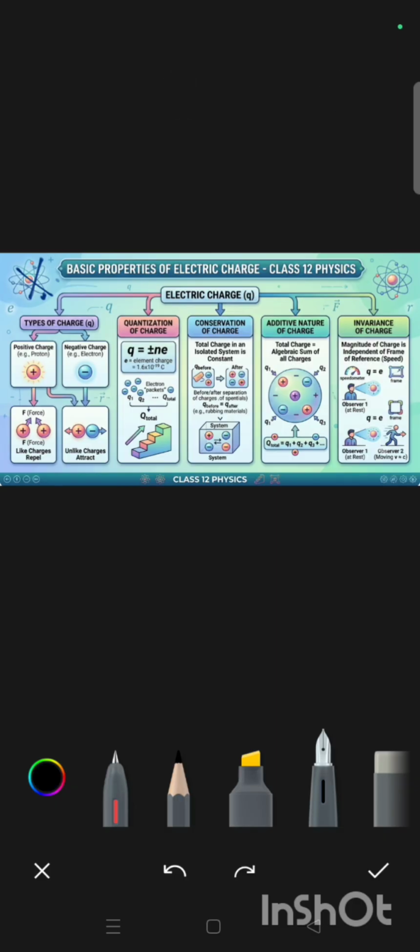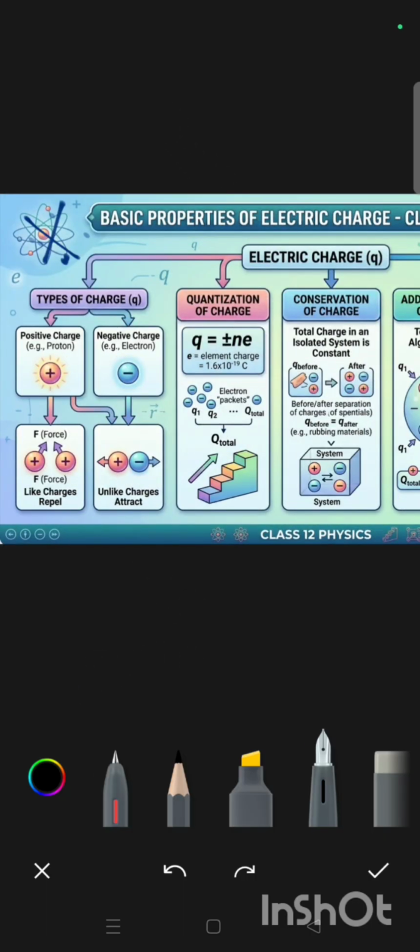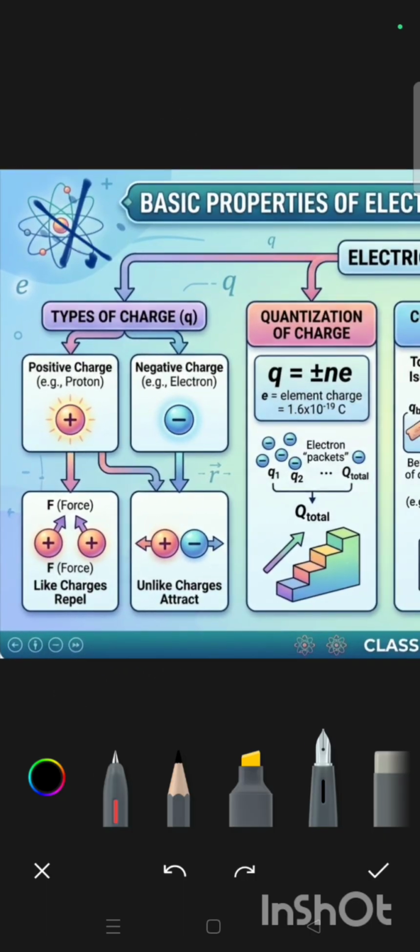First, let's see the types of charges. We all know there are two types of charges, that is positive charge and negative charge. Positive charge, for example, is a proton. Negative charge is an electron. Please don't stick to the idea that positive charge is always a proton and negative charge is always an electron. No. Positive charge may be a proton, a deuteron, an alpha particle, and so on. Here we consider the proton. It is the simplest example.